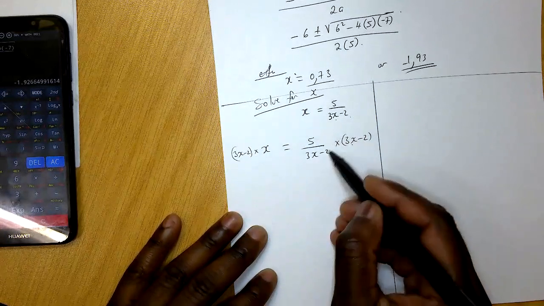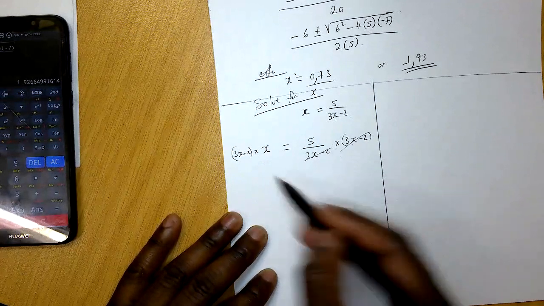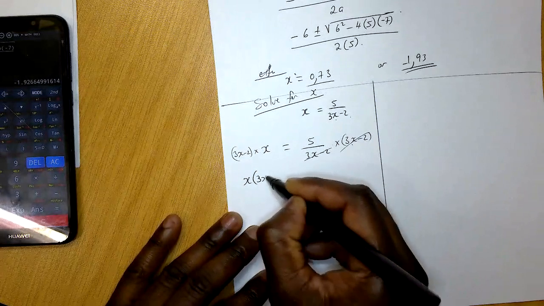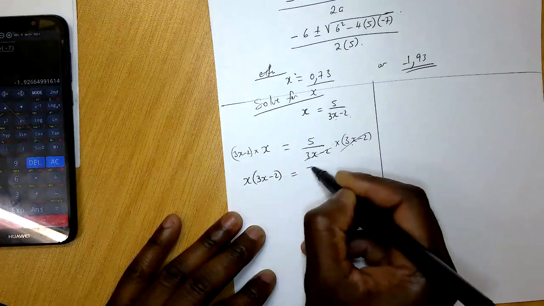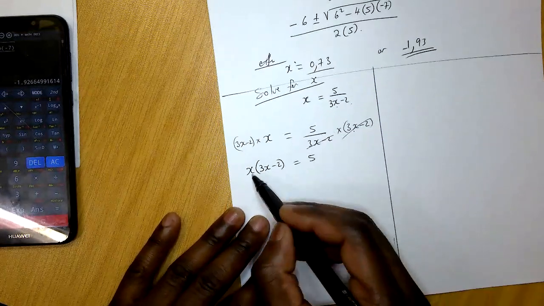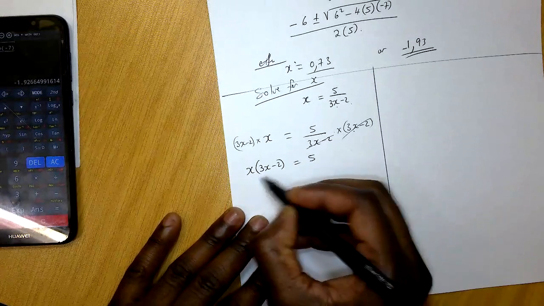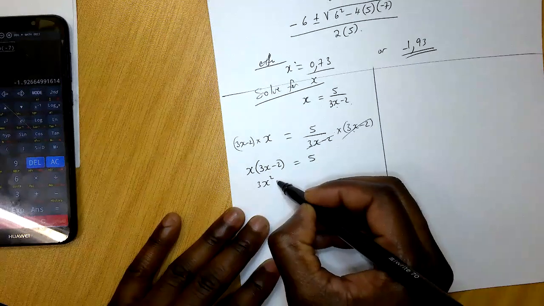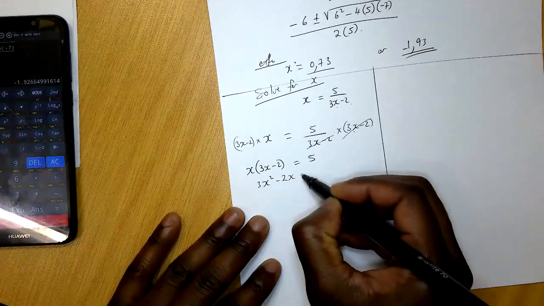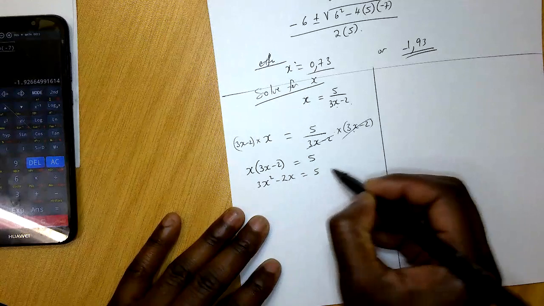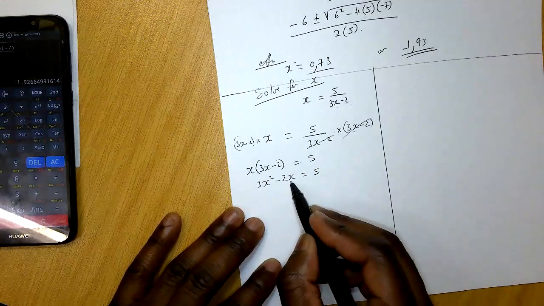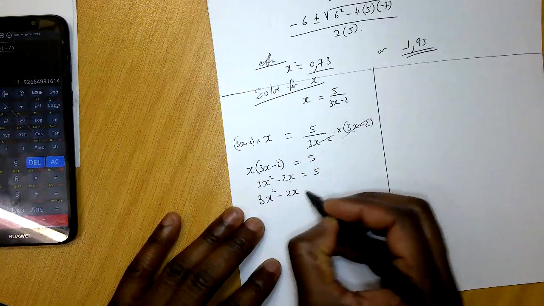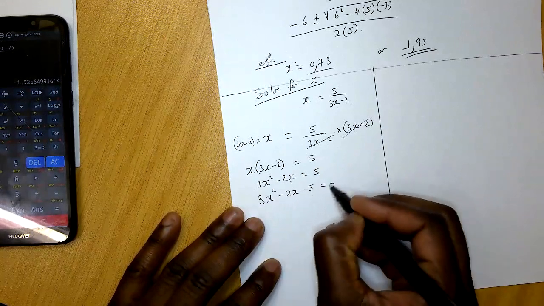Here you can cancel, and then you're left with x times (3x minus 2) is equal to 5. Then you multiply here, it's going to be 3x squared minus 2x is equal to 5. Then you take 5 to this side: 3x squared minus 2x minus 5 is equal to 0.